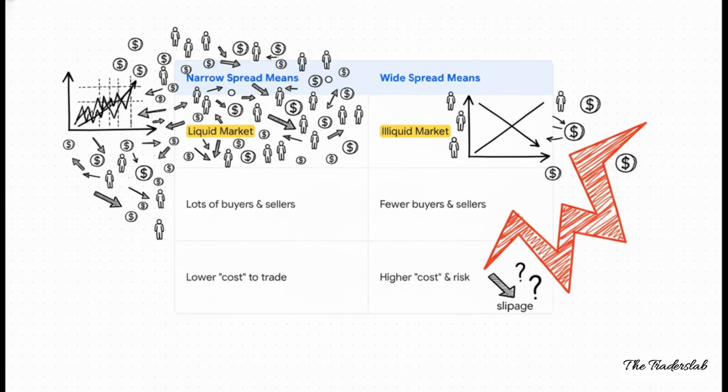Well, a narrow spread usually signals a liquid market. That means lots of active traders, which makes it easy to buy or sell. A wide spread, on the other hand, suggests an illiquid market with fewer people trading. That means it has a higher cost to get into a trade and a bigger risk of something called slippage, which is when the price you click isn't quite the price you get.